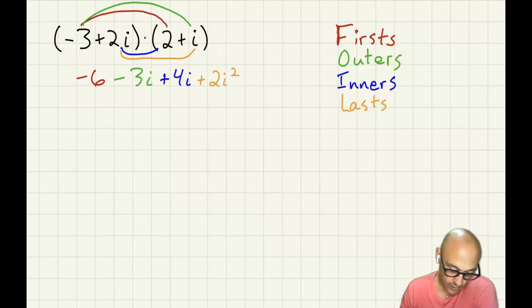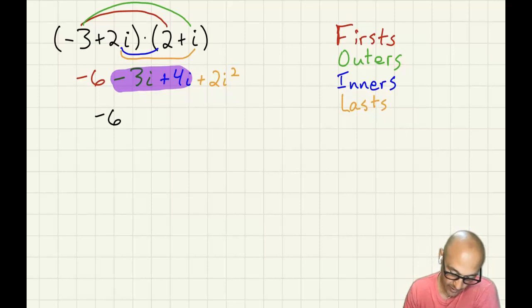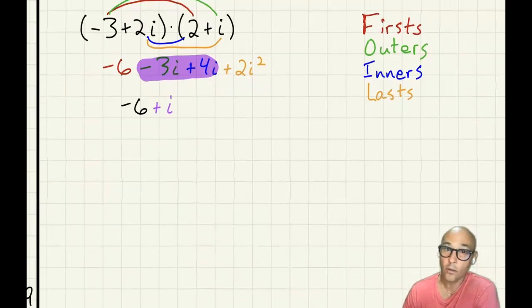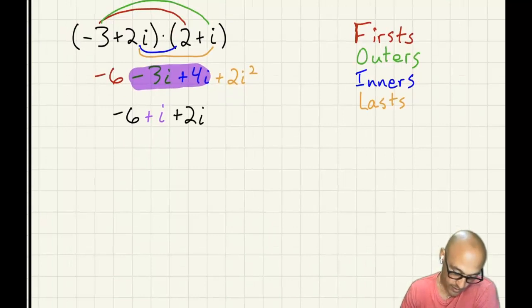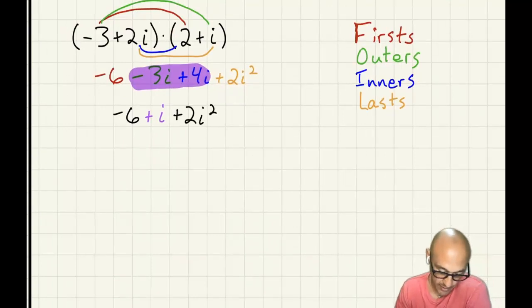All right, so the first thing I'm going to do here is I'm going to combine my like terms. I'm going to combine those. And that will give me, I have that -6, and then the -3i plus 4i is plus 1i, and then I have that 2i squared. I could have done this step at the same time, but there's no reason to try to do too much in one step, so I didn't do that. But I'm going to take care of this i squared.